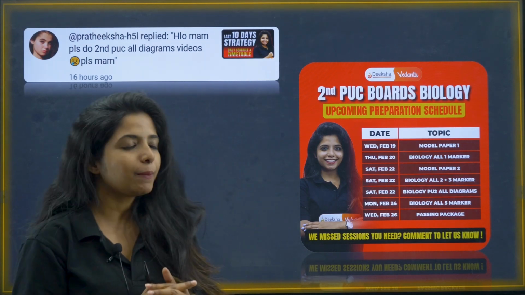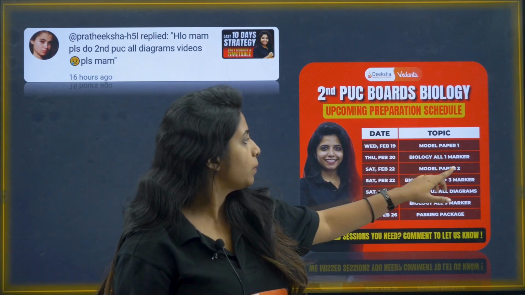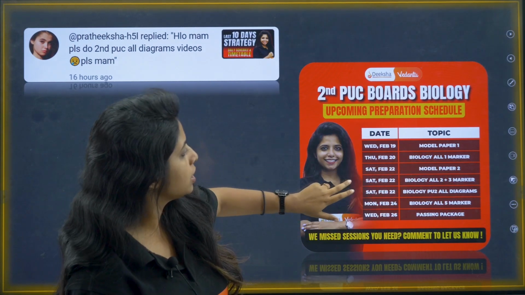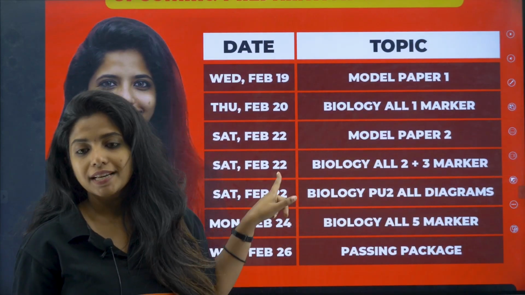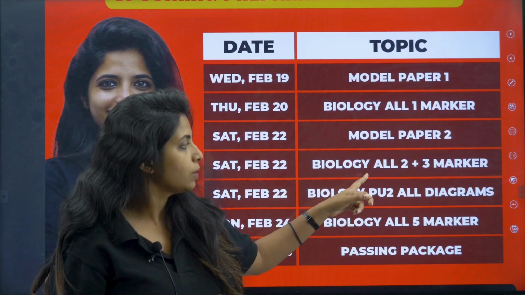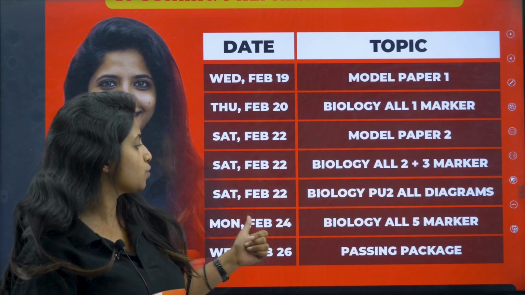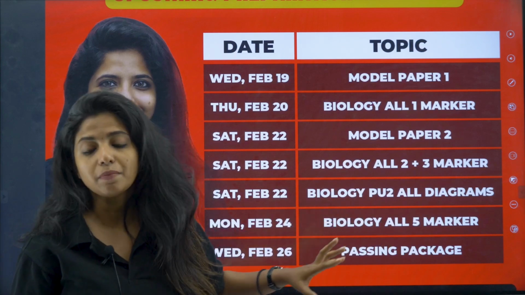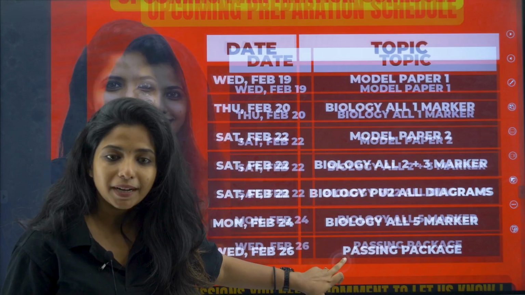Okay, now my dear children, for boards biology, this is the schedule. Wednesday you have model paper 1, Thursday you have biology all markers. From Saturday you have model paper 2 solutions. Saturday you have biology all 2 plus 3 markers, as well as all diagrams, that is this. And on February 24th, that is Monday, you would be having all the important 5-marker questions, and on February 26th you would be having the passing package.